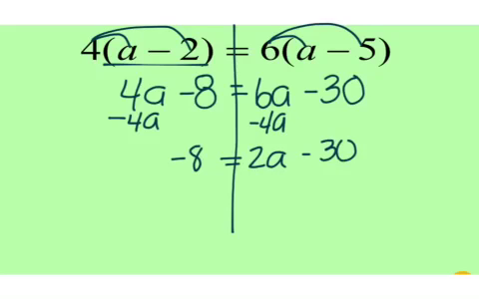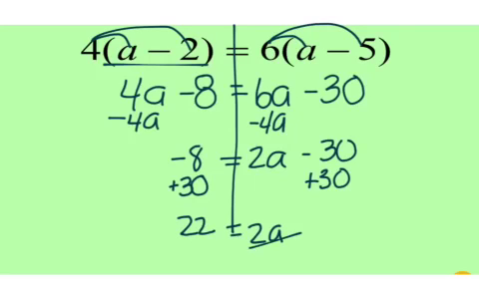Uh-oh, now I need to get my constants on the same side. So I'm going to add 30 to this side. And I get 2a equals 22. Last step, divide by 2. A equals 11.